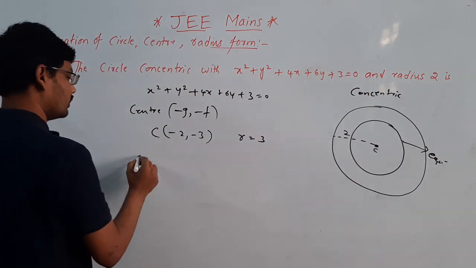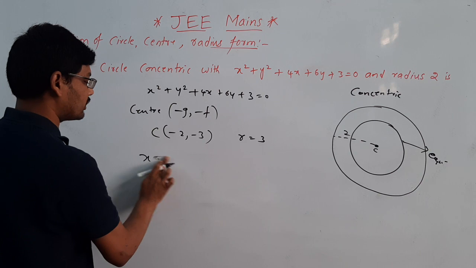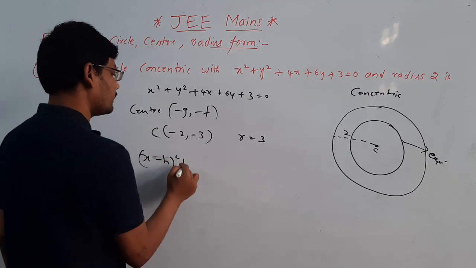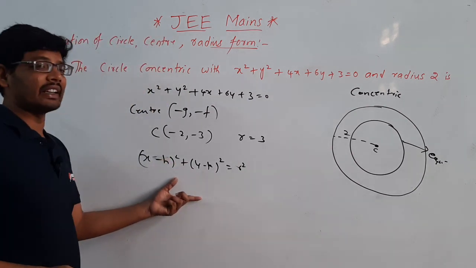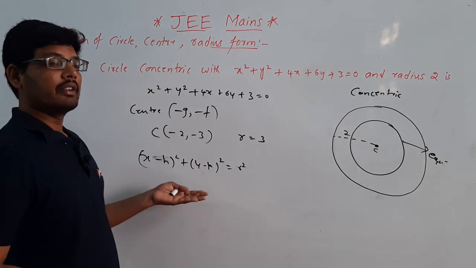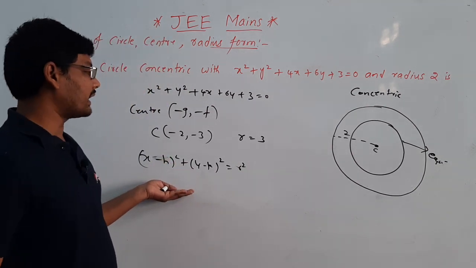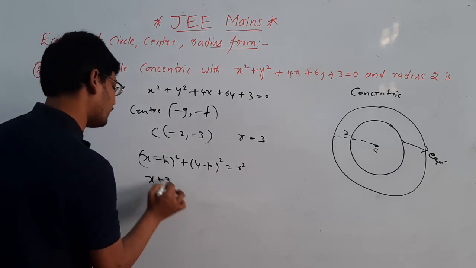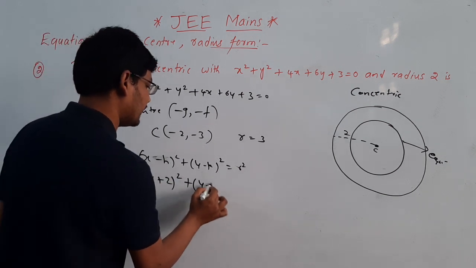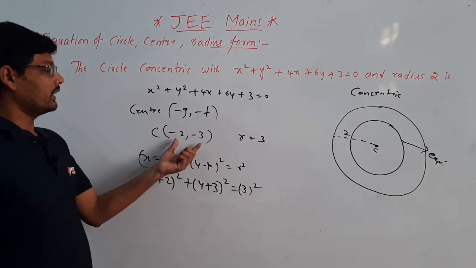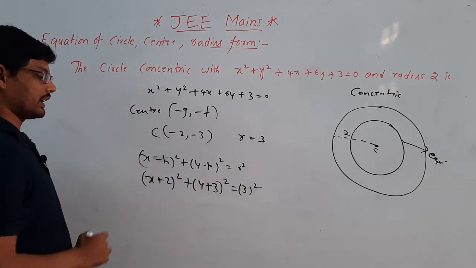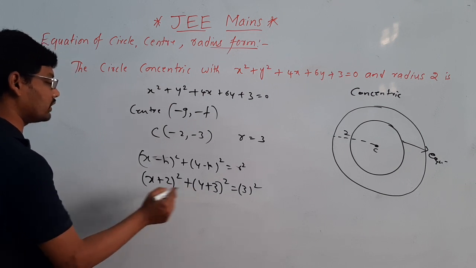Directly now substitute x minus h whole square plus y minus k whole square, that is equal to r square. No need of writing this equation also, just for understanding purpose I am writing here (x plus 2) whole square plus (y plus 3) whole square equals 3 whole square. I am substituting h, k and r values in this equation. So directly I am writing the solution clearly.